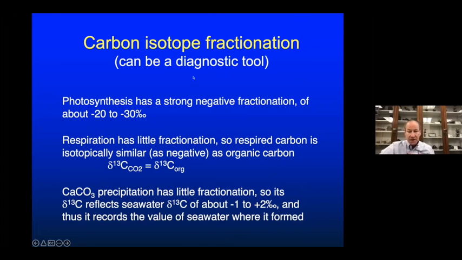Respiration, which is essentially the opposite effect of photosynthesis, what we and other animals do to release energy, has very little separation of isotopes. So it's really photosynthesis that drives it. And that means that all living things are isotopically negative in delta C13. And calcium carbonate precipitation preserves that signal. There's very little fractionation there.